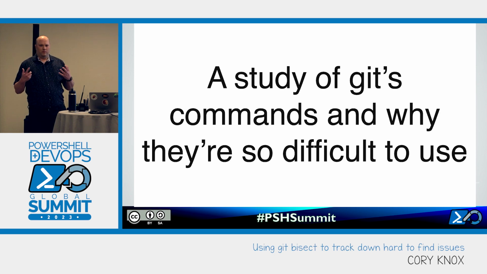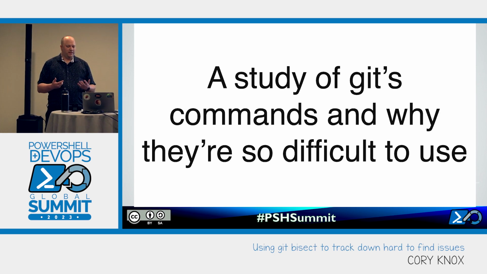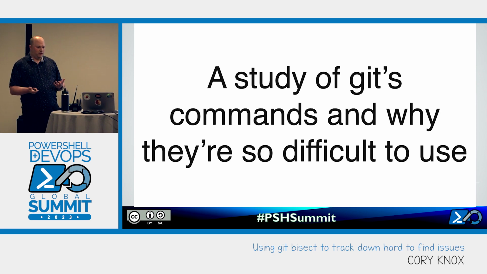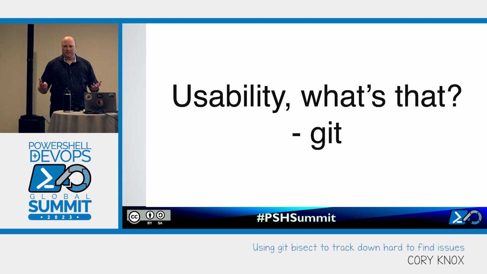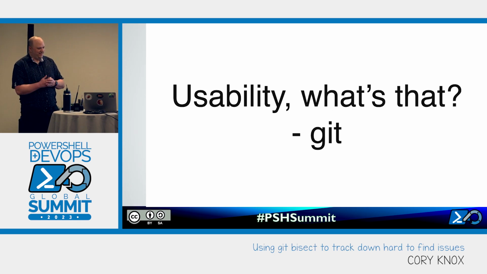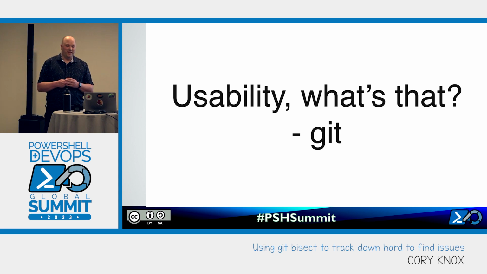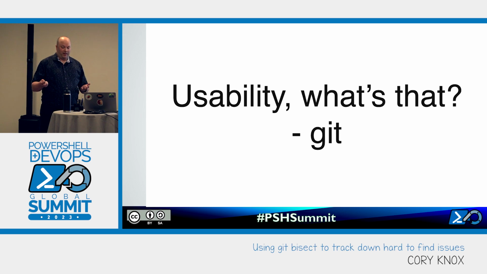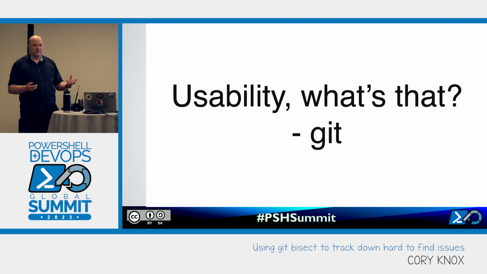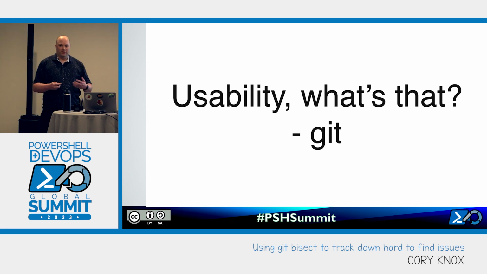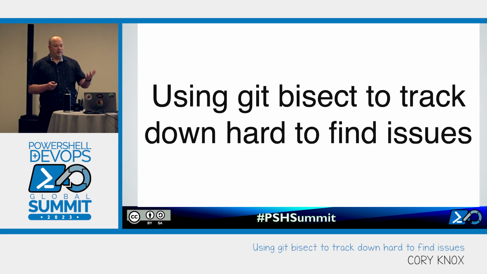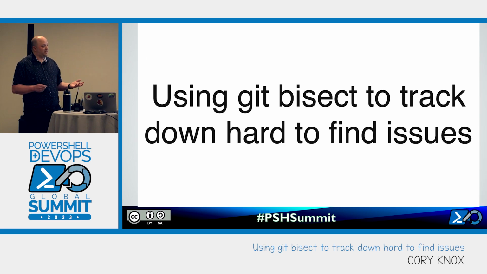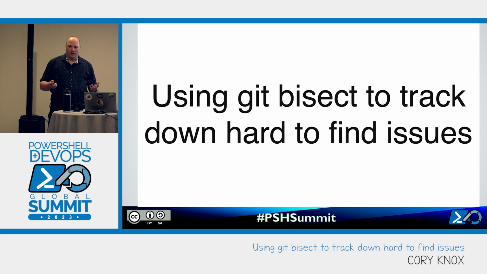So I thought, well, what if I was Git? What might I say? Usability? What's that? Because, again, Git's not very usable. But then I got to thinking, and I have actually used Git bisect before to find an error, and that's where I kind of came up with the talk today about using Git bisect to track down hard-to-find issues.